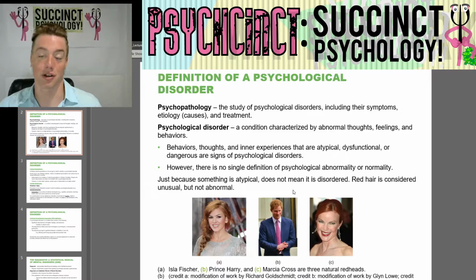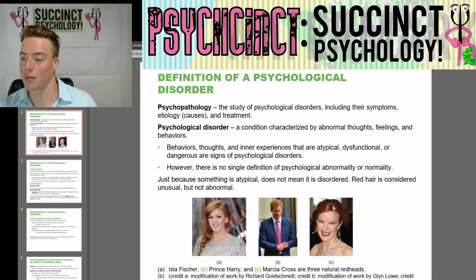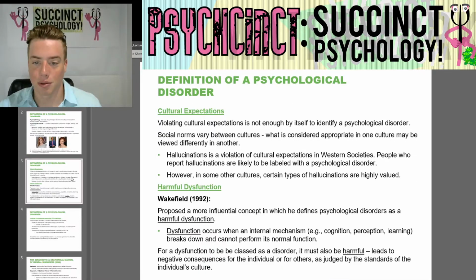Red hair is considered unusual, but it's not abnormal. For example, Isla Fisher, Prince Harry, and Marcia Cross are all natural redheads. It's atypical, but it's not abnormal. It's not like, oh my God, they have red hair. What's wrong with them?